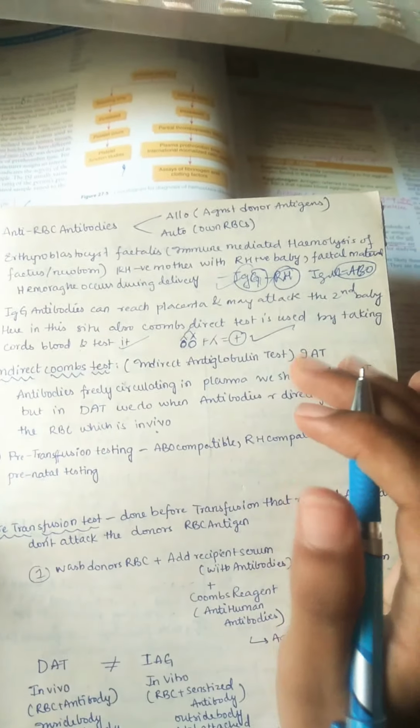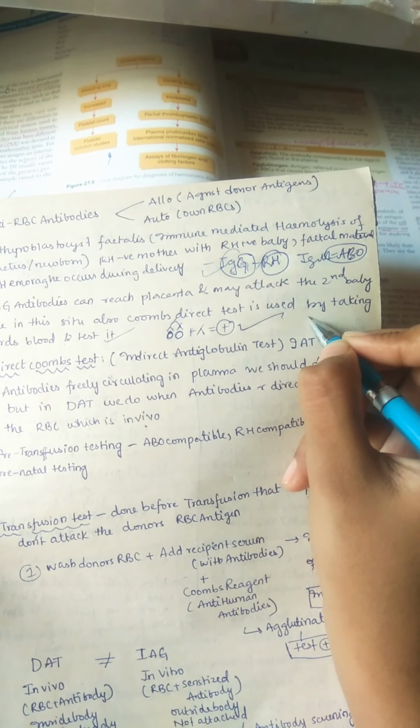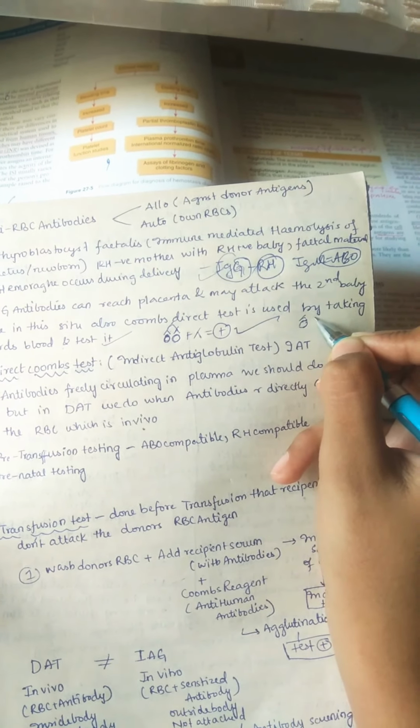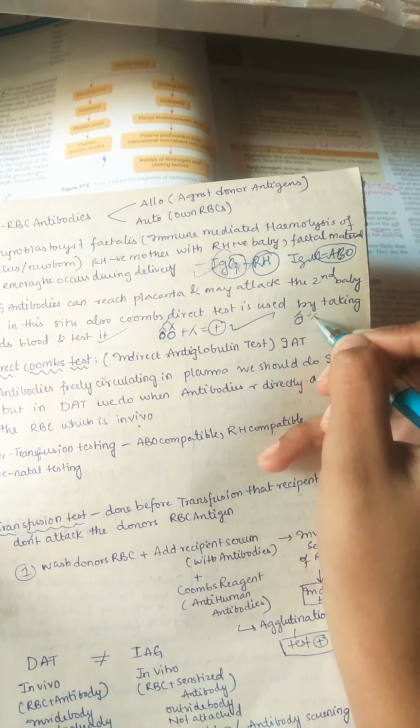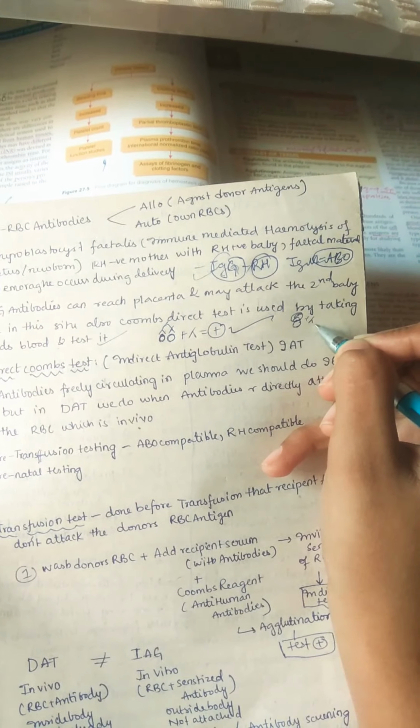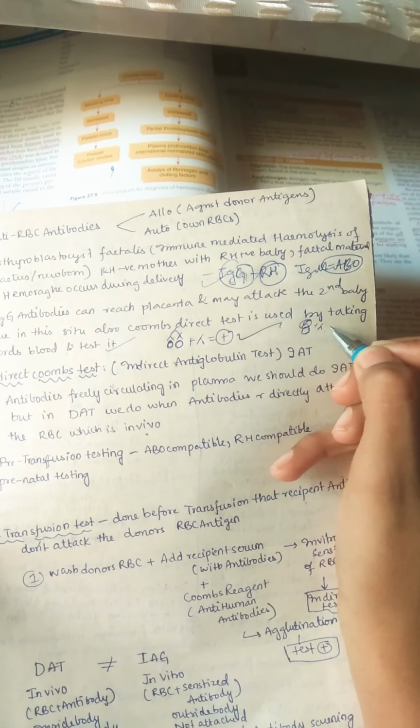So these are all direct tests, meaning a one step process. First we take the RBCs which are already attacked by the antibodies, and now we add one more antibody from an animal, that is an anti-antibody. Against this antibody we have one more antibody. So now they will easily form a clump. So this is only a one step process, a direct process.